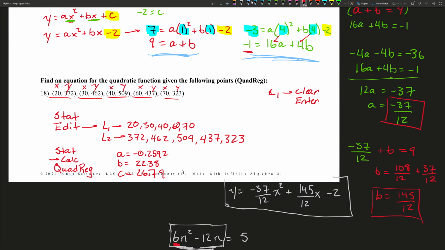So this problem doesn't require a whole lot of thinking mathematically. I just want you to be able to use your calculator to do basically a line of best fit. So a quadratic regression.